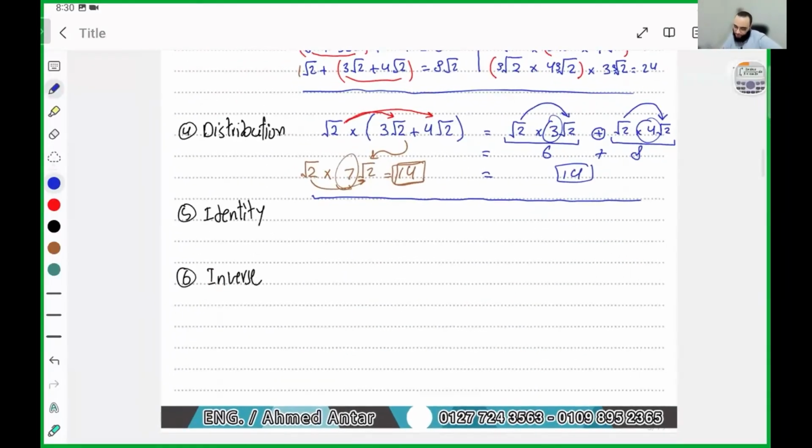What about the identity? The identity property, or not the identity element. There is an identity element in multiplication, and there is another identity element in addition. Who knows that?